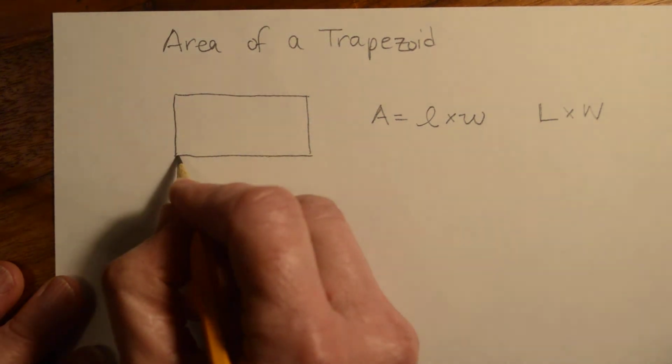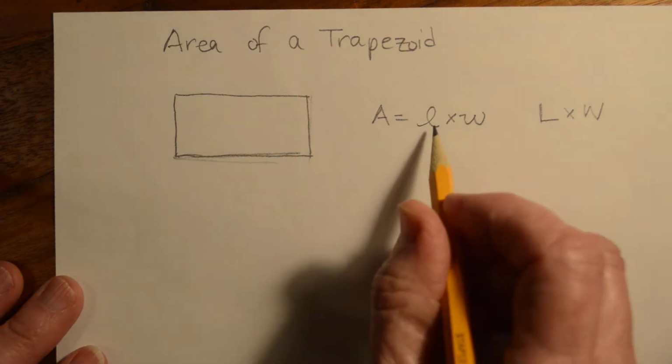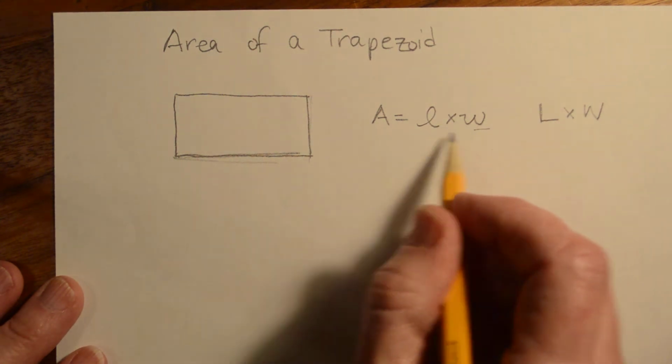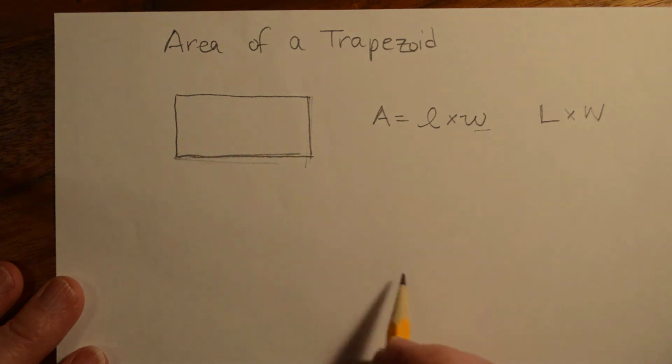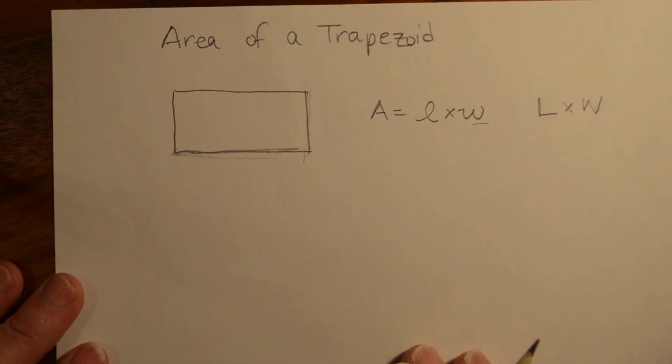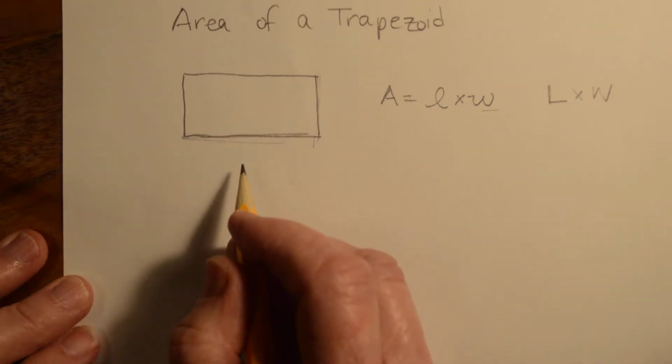All right, so this would be the length right here, and this would be the width, but truthfully it doesn't really matter because multiplication is commutative, so if you decide to call this the length and this the width, it won't make a difference. All right, so that one should be very familiar to you. The one that is maybe not familiar to you is another shape that's related to this.